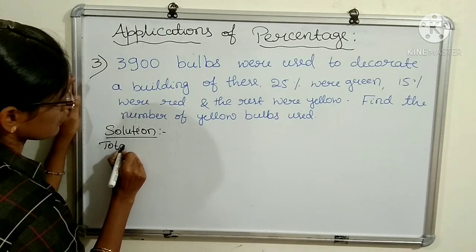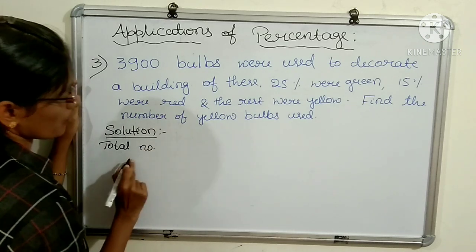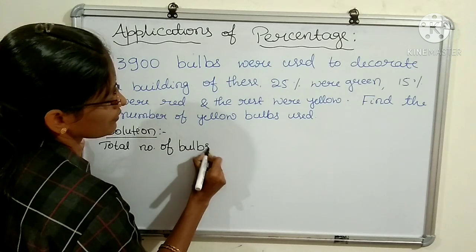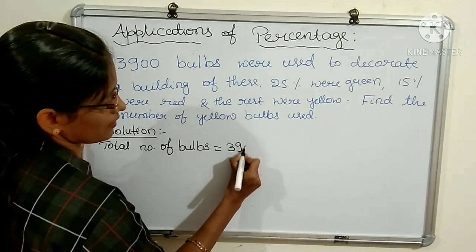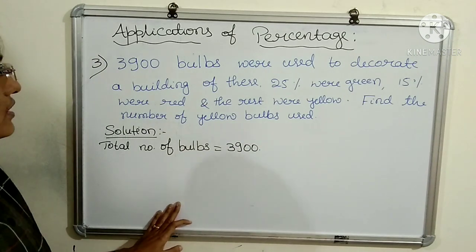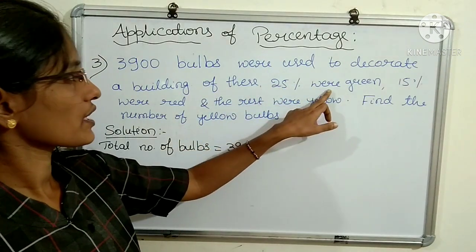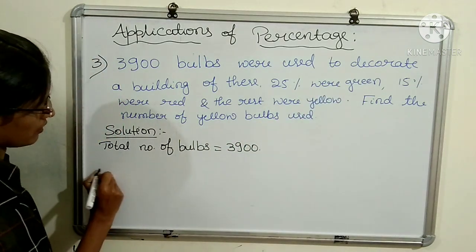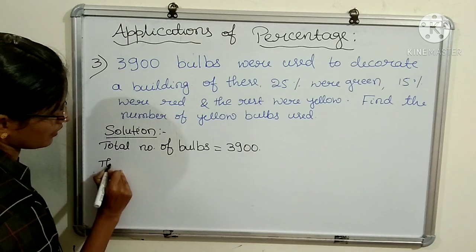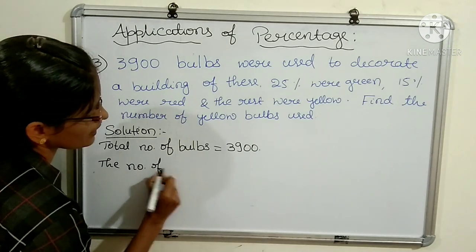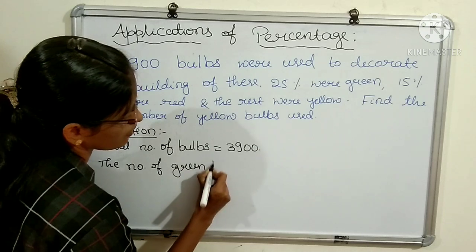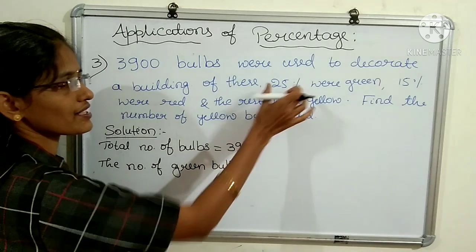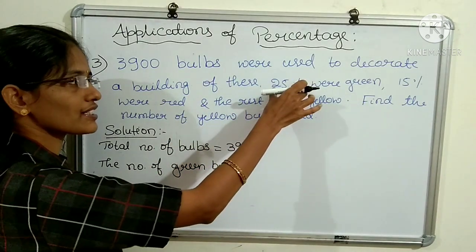Total number, in short form we will write like this. Total number of bulbs equals 3,900. In that, 25% were green. Means number of green bulbs how much? Therefore, here the number of green bulbs. They have not given directly. They have given in percentage form. We have to convert this percentage to number.